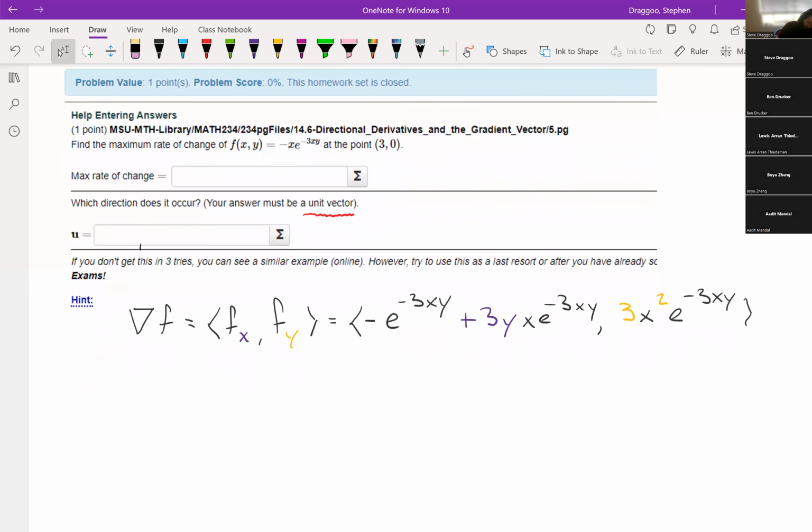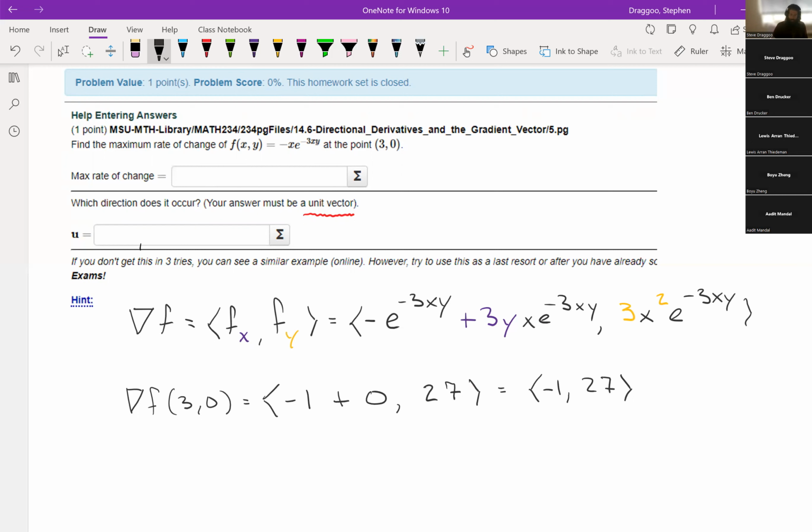We wanted to evaluate the gradient at the point 3, 0. So that gradient at 3, 0 looks like the following. Our exponent is 0, because negative 3 times 0 is 0. So that first piece is negative 1 plus 3xy e to the negative 3xy, which is 0 times 1, so plus 0, because there's that y down in front. It makes the whole thing 0. That's kind of nice. The next bit has a bit more going on. 3 times x squared. x squared is 9. Times 3 is 27. Times e to the 0, which is 1. So clean that up: negative 1, 27. So that's our gradient vector.